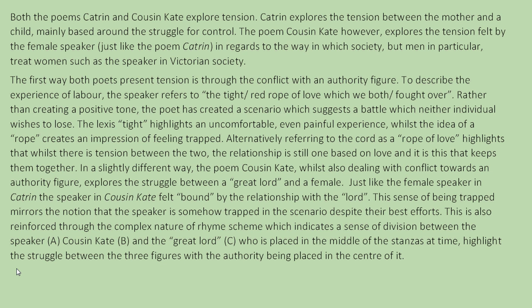The first way both poets present tension is through the conflict with an authority figure. Comparison, clear point, nice ideas, again going to achieve perfect marks. To describe the experience of labour, the speaker refers to the "tight" (the slash means that the line is obviously going on to the next line of poetry) "tight red rope of love which we both fought over."